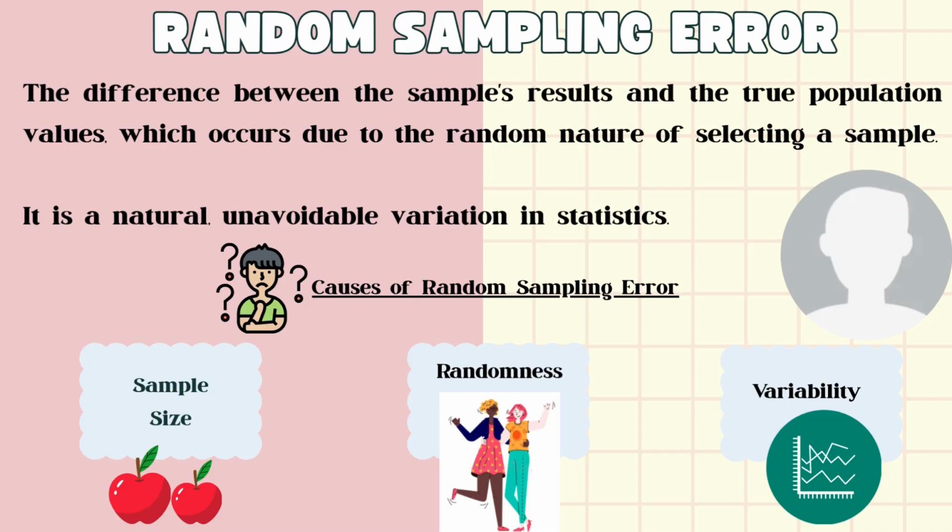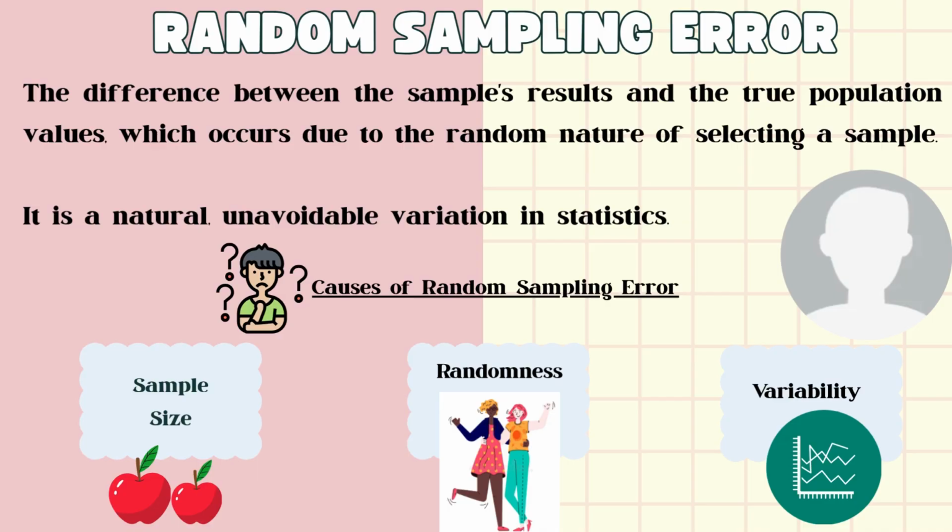Now, a random sampling error is the difference between the sample's result and the true population values, which occurs due to the random nature of selecting a sample. You must understand it is a natural, unavoidable variation in statistics. Let's look at some causes of random sampling error.